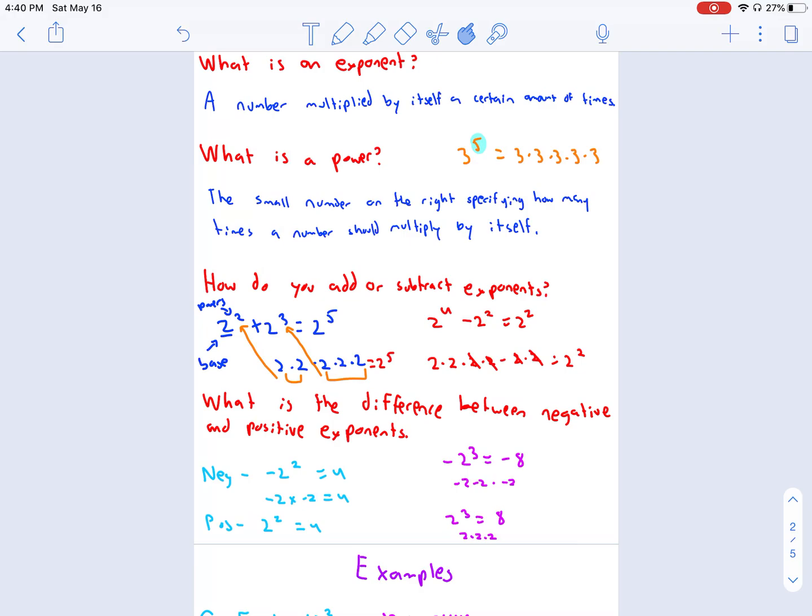And then how do you add or subtract the exponents? You can add the powers, but that's only if the bases are the same. And you can do the same thing with subtraction if the bases are the same.